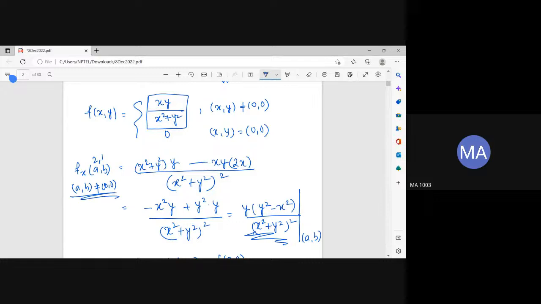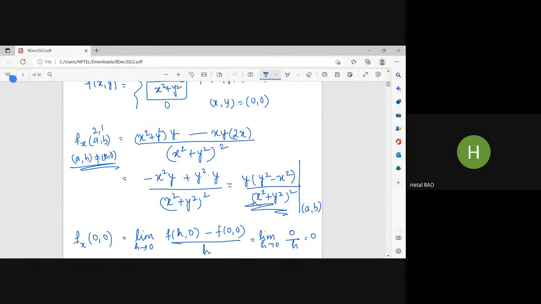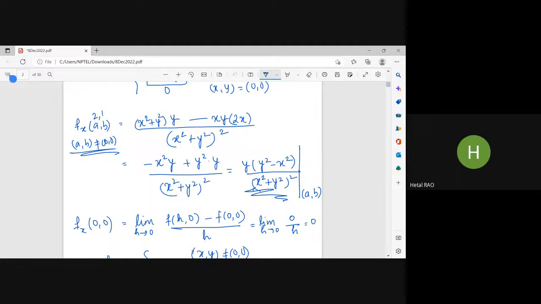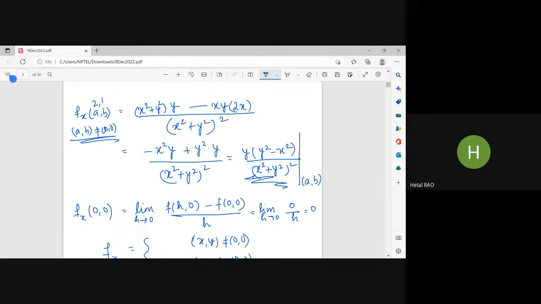But ma'am, at the third step you have mentioned the point a, comma b. So there we are putting a, b equal to 0, 0, right? No. If both a and b are equal to 0, then we can't use that formula directly. I get 0 by 0 form. Then in the next stage we use the definition, limit h tends to 0. I am confused how we get this limit equal to 0 by h.